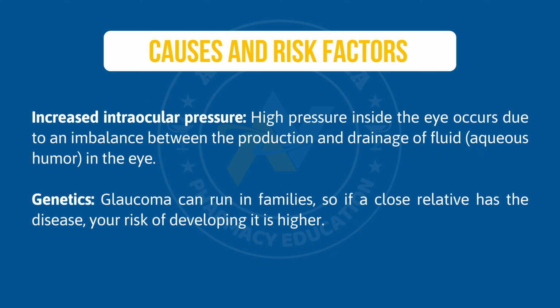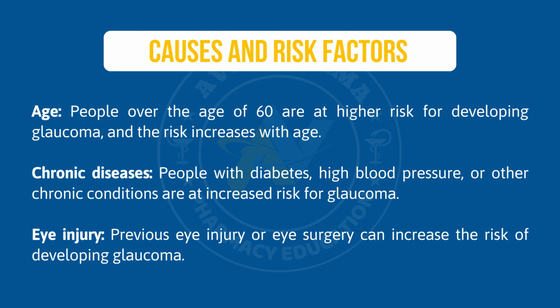Causes and risk factors. Increased intraocular pressure. High pressure inside the eye occurs due to an imbalance between the production and drainage of fluid, aqueous humor, in the eye. Genetics. Glaucoma can run in families, so if a close relative has the disease, your risk of developing it is higher.